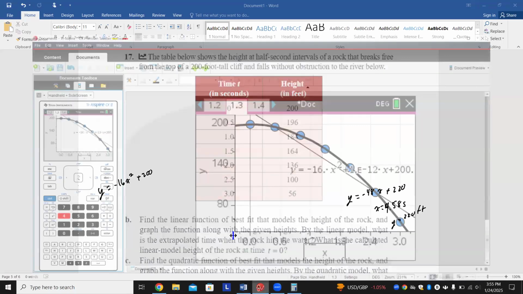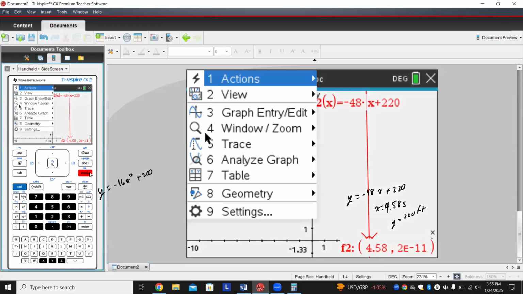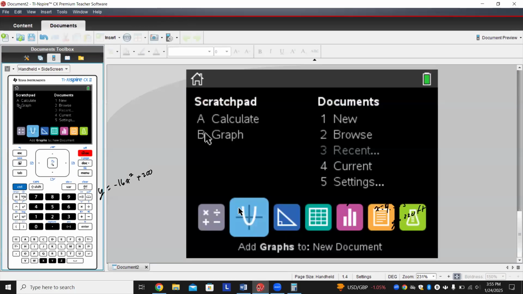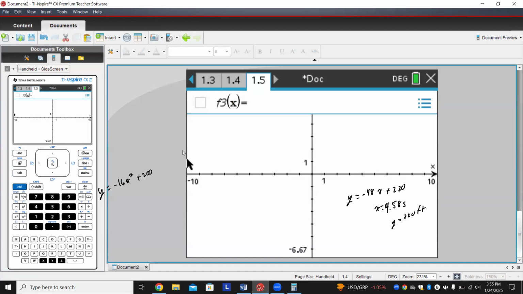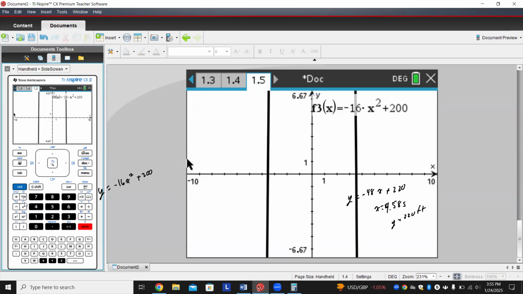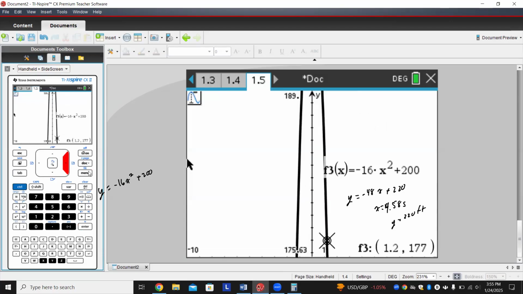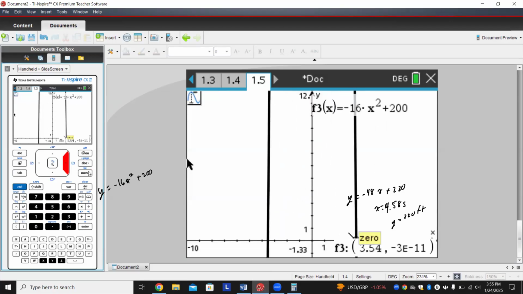So I come back over here. I'll do a new graph. Would be nice. New graph. And then I'll type that equation in, which I wrote down, negative 16x squared plus 200. And then obviously I have a negative and a positive. I'm going to want the positive. So I'll do menu, trace, and then I'm just going to go find the x-intercept on the right side on the positive axis. And it looks like it's about 3.54 seconds.